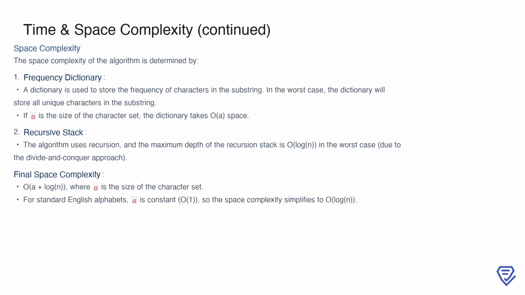Let's now consider the space complexity of the algorithm. First, the frequency dictionary contributes to the space usage. This dictionary is used to store the frequency of characters in the current substring, and in the worst case, it will contain all unique characters. If the size of the character set is a, the dictionary requires O(a) space.